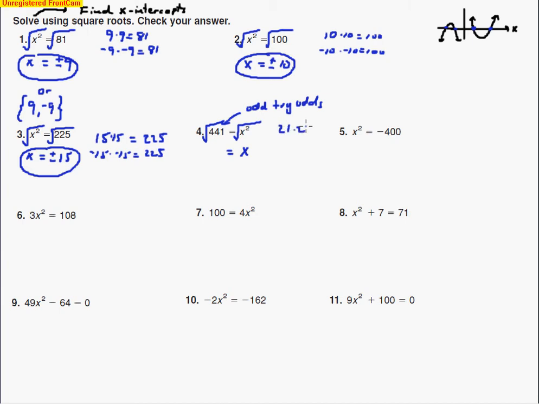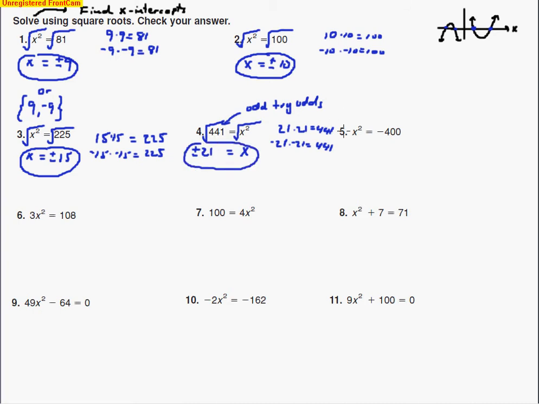And 1 times 1 makes 1, and this number ends in a 1. And sure enough, that works. That makes 441. Negative 21 times negative 21 also makes the same answer. So that's why we say the answer is negative 21 or positive 21. And we can just write plus or minus 21.